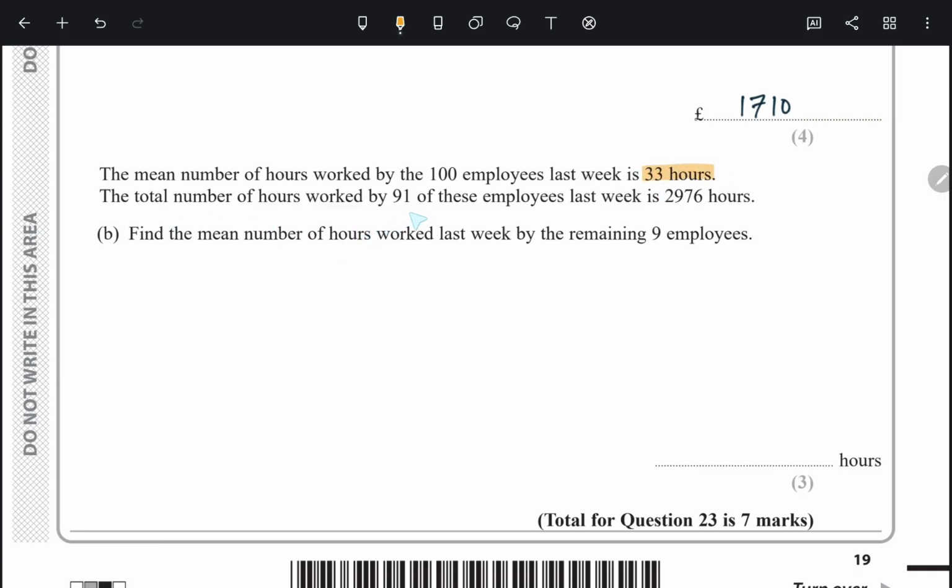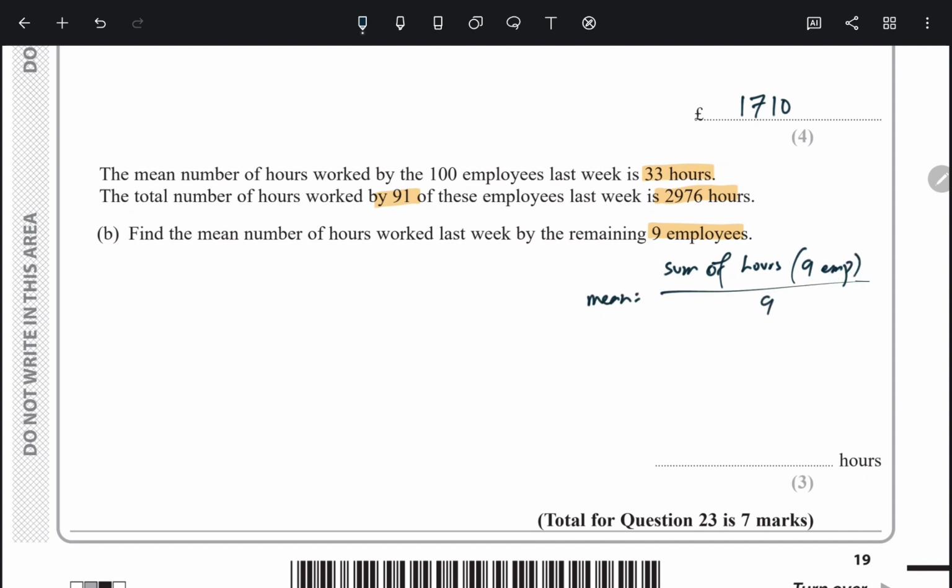Question B, the mean number of hours worked by the 100 employees last week was 33 hours, and the total number of hours worked by 91 of these employees last week was 2976 hours. Find the mean number of hours worked last week by the remaining 9 employees. So we have to find the mean of these 9 employees. So we have to find the sum of hours of these 9 employees and divide by 9 to get the mean, right?